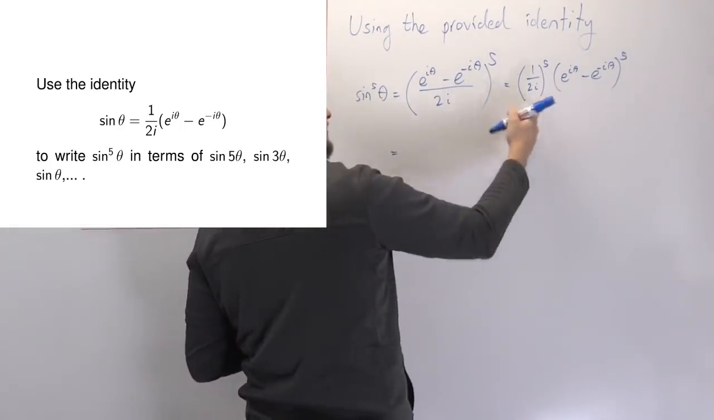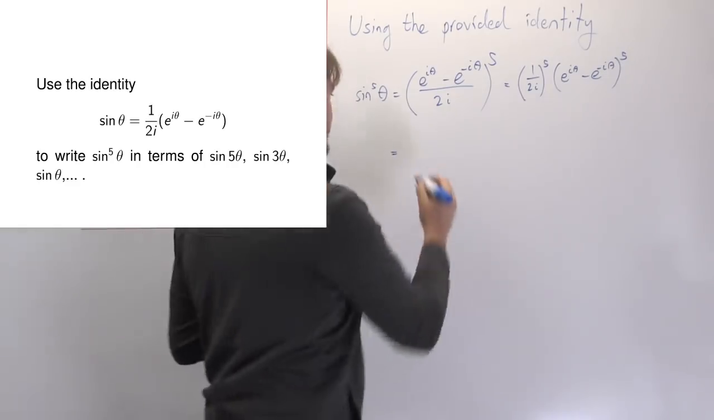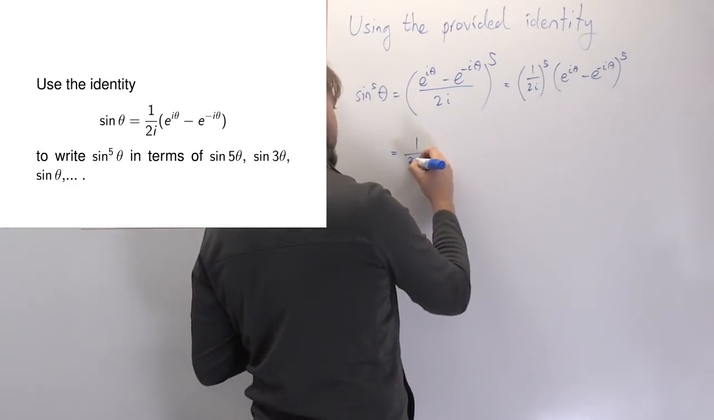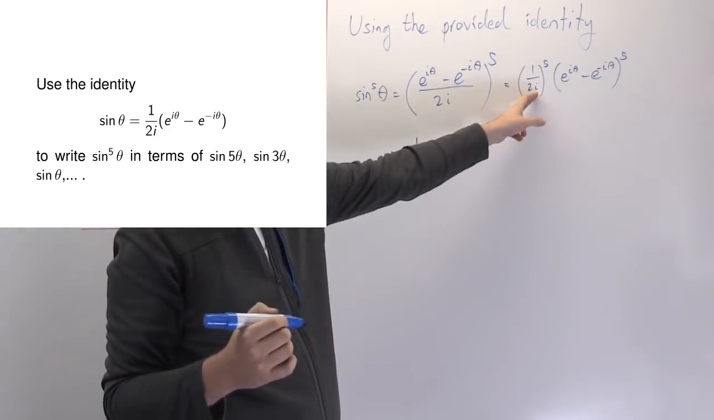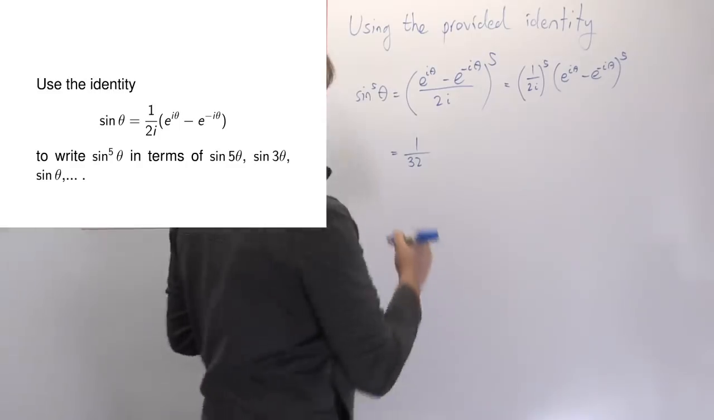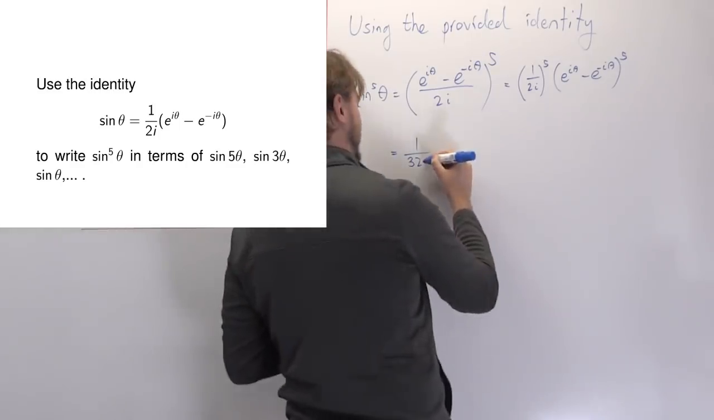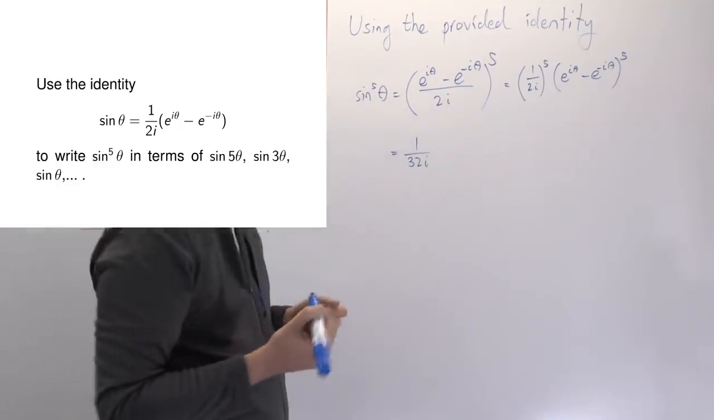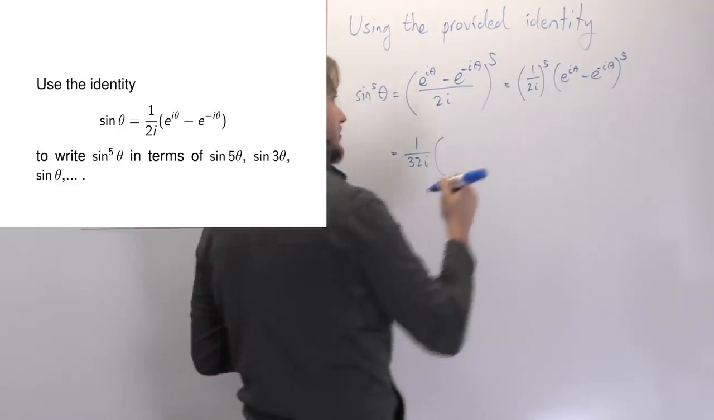Alright, let's simplify this first. Well, 2 to the 5 is 32. That's one I've seen so many times I now remember. And i to the power of 5. So i to the power of 5 is 2 minus 1s and an i, so it's actually just the same as i. And here we'll have to use the binomial theorem.